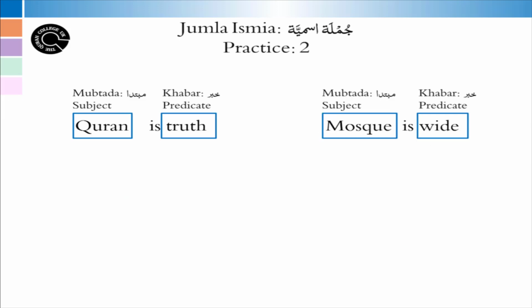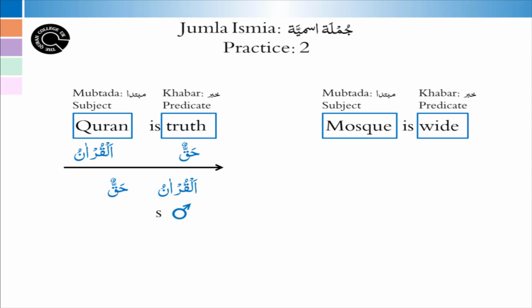We have 2 sentences here. The first one is Quran is truth. For truth we use Haqqun, and for Quran we use Al-Qur'anu. The sentence will become Al-Qur'anu Haqqun. Al-Qur'anu is taken as masculine and singular. Therefore, there will be no further change in the sentence. The final sentence would become Al-Qur'anu Haqqun.